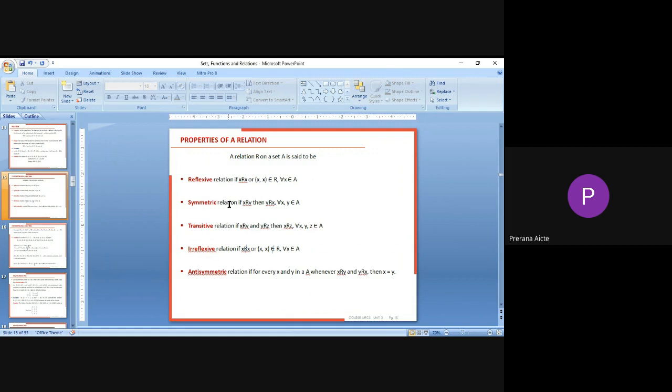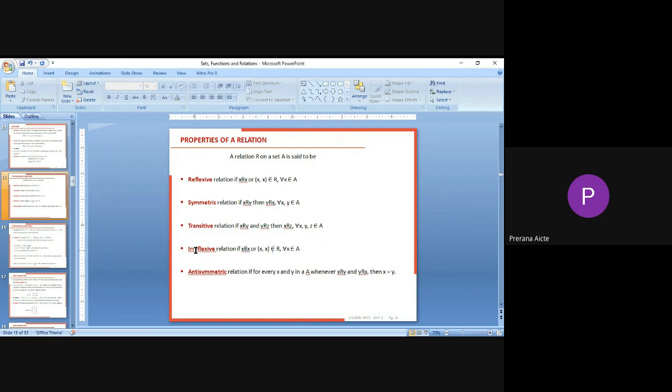Symmetric relation means if you have the relation from x to y, then we need to have the relation from y to x. Then I can say that it is a symmetric relation. Next, coming to the transitive relation, if x is related to y and y is related to z, then we need to have the relation from x to z. Then it is called a transitive relation.